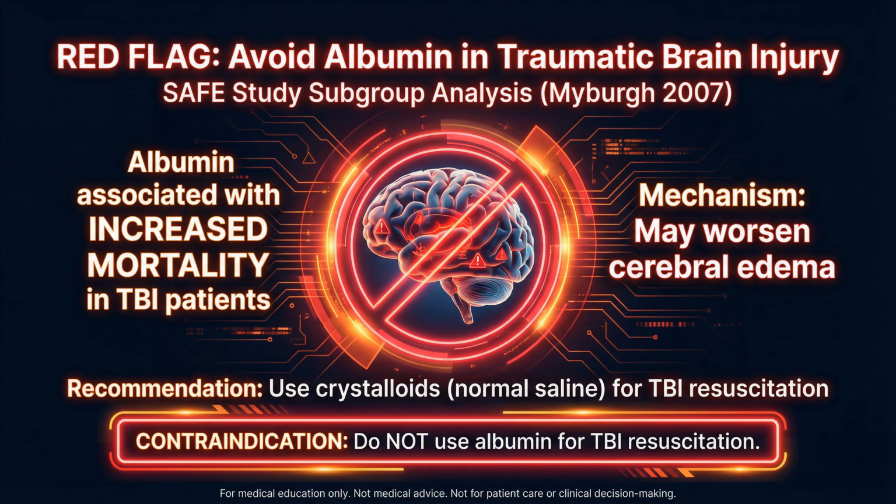This next point is a critical red flag. Albumin should be avoided in patients with traumatic brain injury. A subgroup analysis of the large SAFE study, published by Myburgh in 2007, found that albumin administration was associated with an increased risk of mortality in TBI patients, possibly by worsening cerebral edema. This is a contraindication. For fluid resuscitation in traumatic brain injury, you should use crystalloids like normal saline.